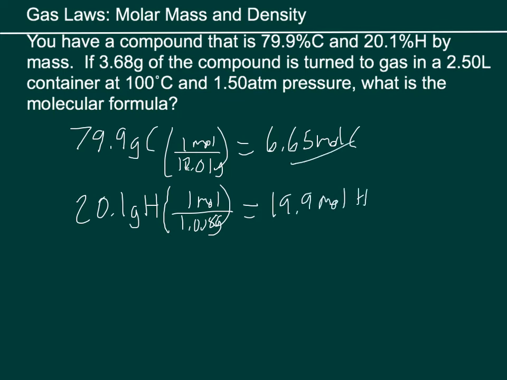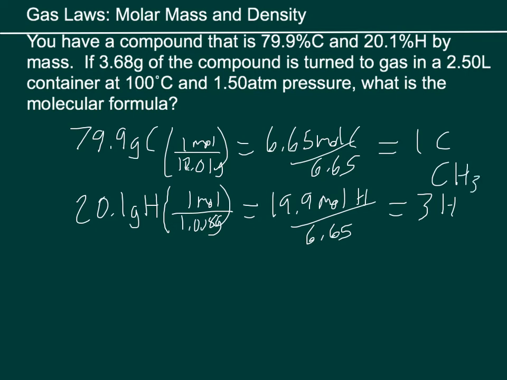Divide that by the smallest number of moles, 6.65, and this is going to come out to be 1 carbon, and this is going to come out to be almost exactly 3 hydrogen, it's 2.999 or something. So our empirical formula is CH3. And now our molecular formula is going to be some multiple of that.